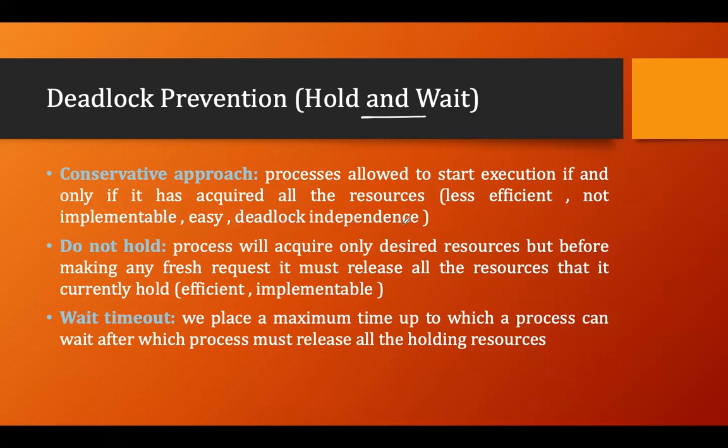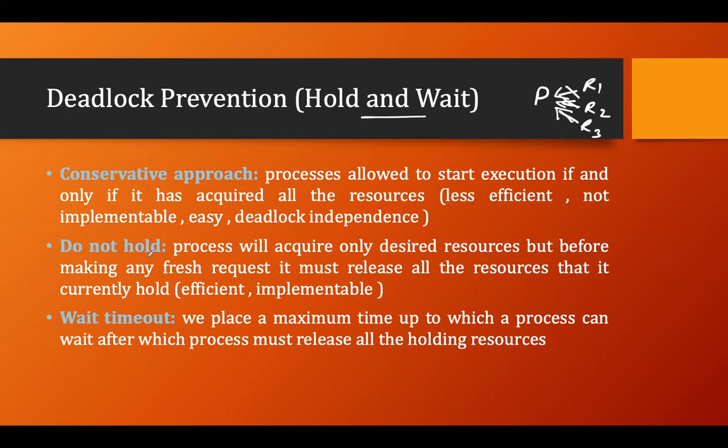So the first is the conservative approach. What this approach says is that if a process P requires resources R1, R2 and R3 for execution, then either it should hold all the resources or none of the resources. Let's say if it is acquiring R1, it should acquire R2 as well as R3. Otherwise, it has to release all the resources it has acquired. So the process will start its execution only if it has all the resources that are required. That is called the conservative approach.